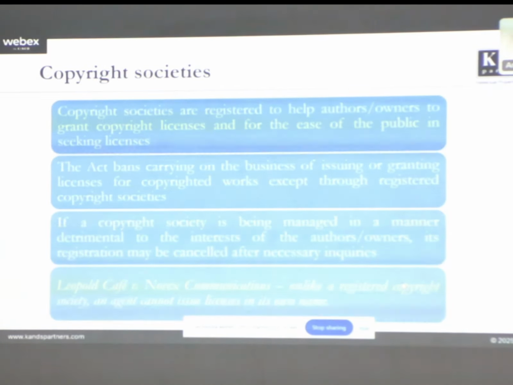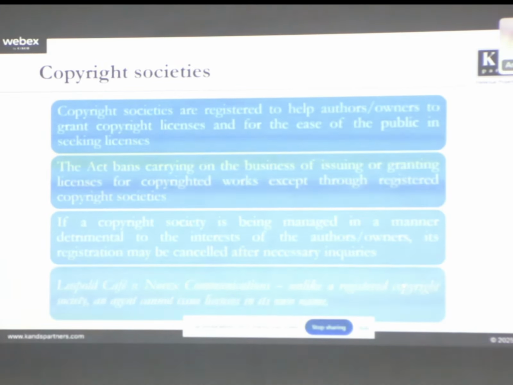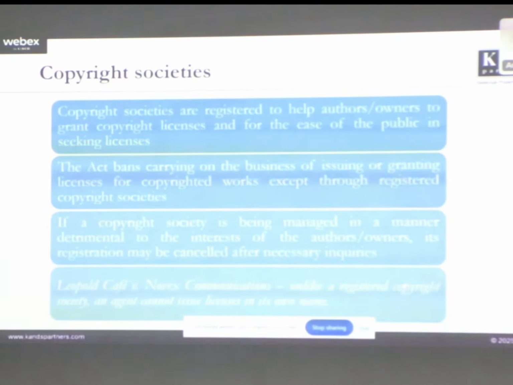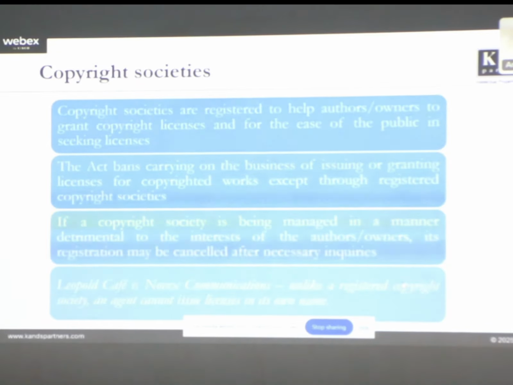Now the Act bans carrying on a business of issuing or granting licenses for copyrighted work except through registered copyright societies. So a body cannot carry on the business of issuing or granting licenses en masse unless it is a registered copyright society under the Act. If a copyright society is being managed in a manner detrimental to the interests of the owner, its registration may be cancelled. There's also a case which said that, unlike a registered copyright society, an agent cannot issue licenses in its own name. It can only do so through a copyright society. You have to be a member of a copyright society to be able to do it.